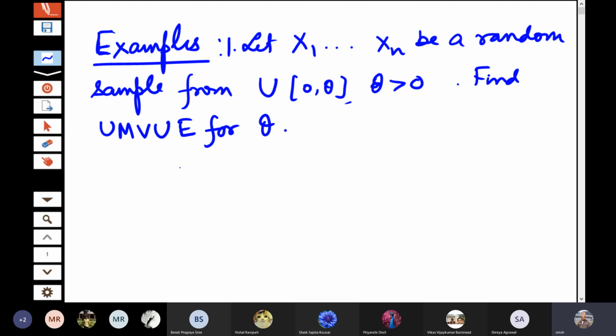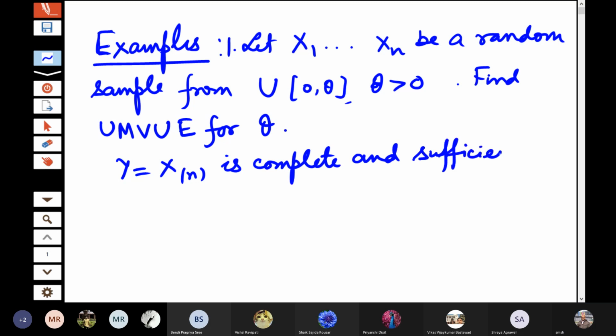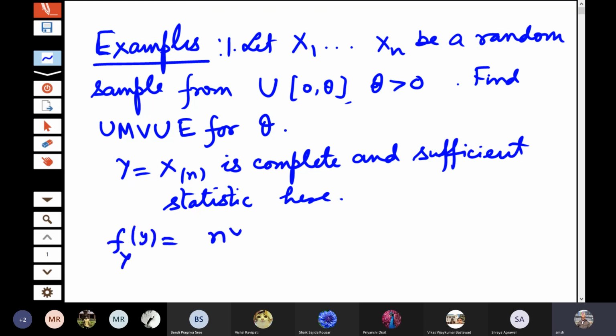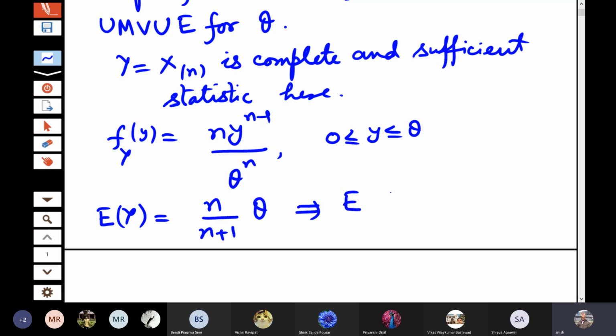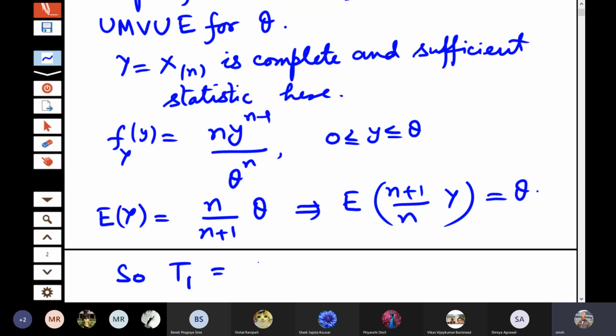So what is the complete sufficient statistic here? If you remember, this is complete. It was minimal sufficient, so it is sufficient. If you remember the distribution of Y, that is n y to the power n minus 1 divided by theta to the power n. And the expectation of Y is n by n plus 1 theta. So this means the expectation of (n plus 1) by n Y is equal to theta. So let me call T1 equal to (n plus 1) by n Y. This is the UMVUE.